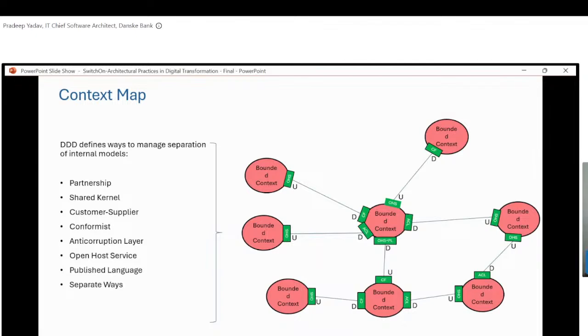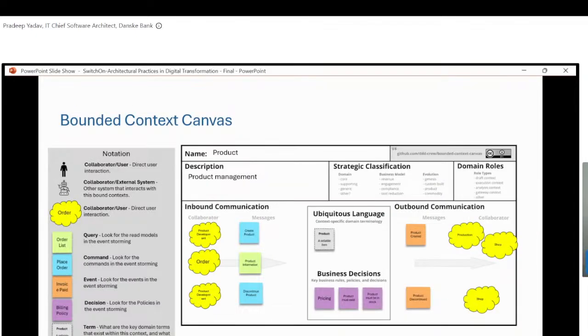And then context map, which will give you when multiple bounded contexts come, how they are sharing the data with each other, what is the relationship. And when it comes to the specific bounded context, what is the documentation you need to bring from there, like inbound communication, outbound communication, and main business decisions.